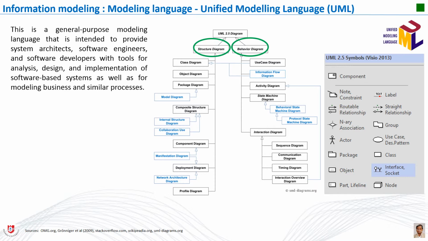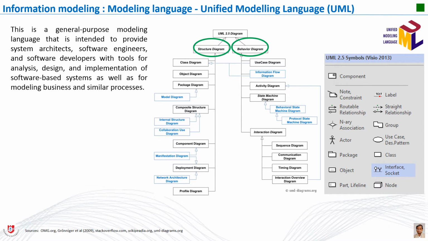Behavior diagrams emphasize what must happen in the system being modeled. Since behavior diagrams illustrate the behavior of a system, they are used extensively to describe the functionality of software systems. As an example, the activity diagram describes the business and operational step-by-step activities of the components in a system.